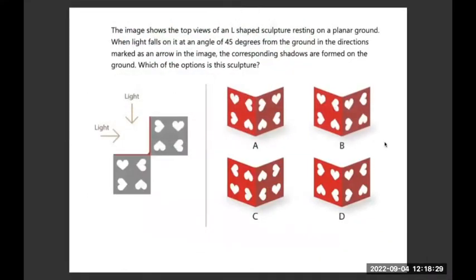Here, you are given a plan view of an L-shaped sculpture. The red line that you see in the plan view is the L-shaped sculpture, and the light is falling in this direction and in this direction. This is the kind of shadow which gets formed when the light is falling here. What you have to find is, how does the sculpture look? Of A, B, C, D, one answer is correct. Which is the correct sculpture?